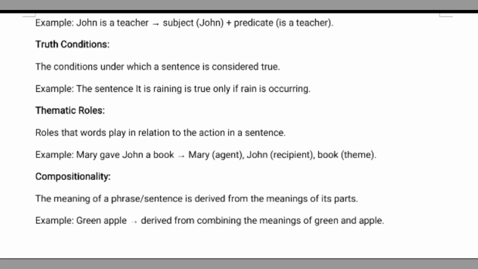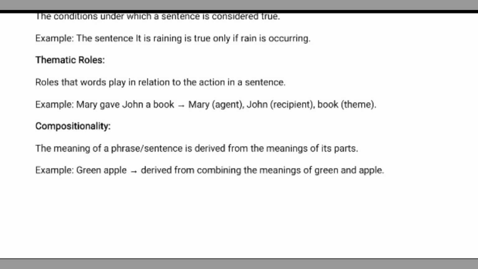Thematic roles: the roles that words play in relation to the action in a sentence. Example, Mary gave John a book. Mary is the agent, John is the recipient, and the book is the theme. These are very easy. Mary, the subject, is called the agent, John is the recipient object, and the book is the theme, the object that is given.